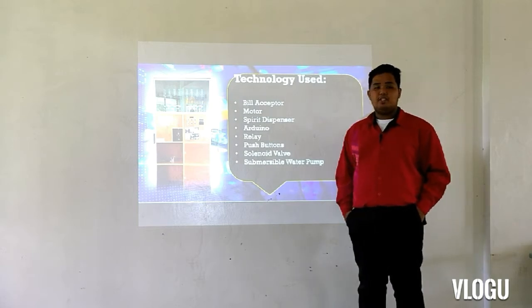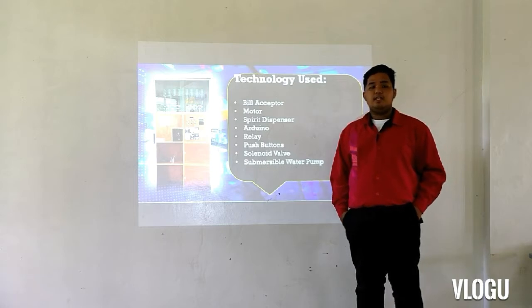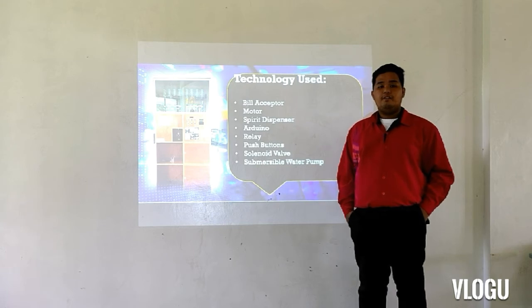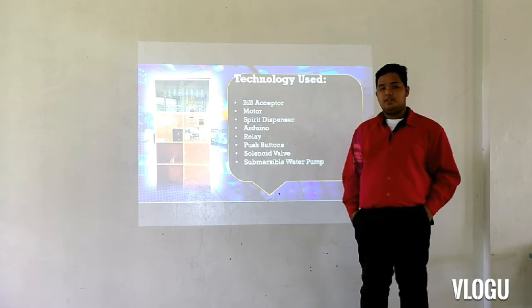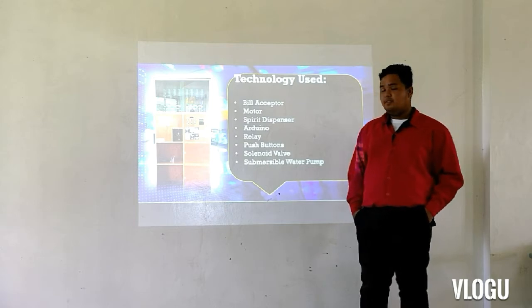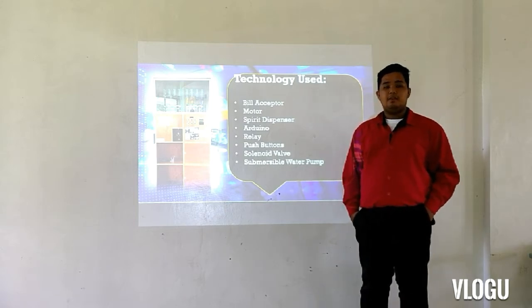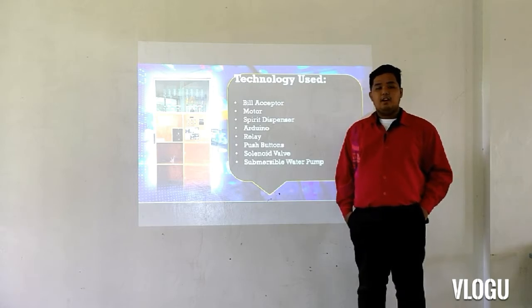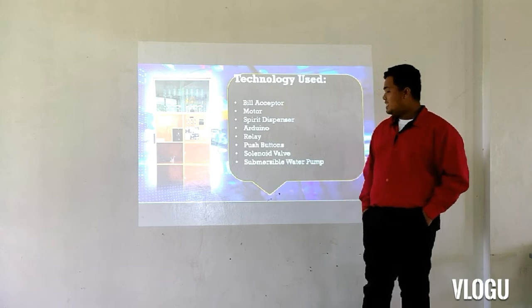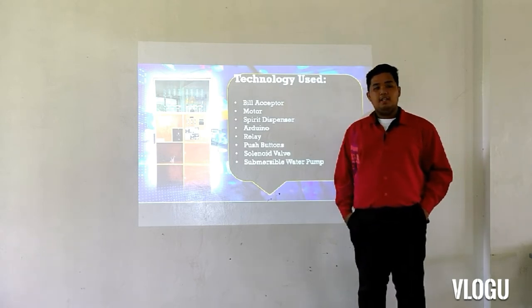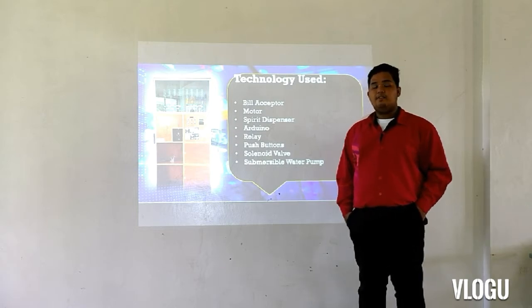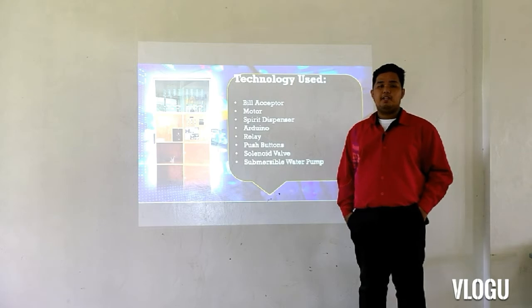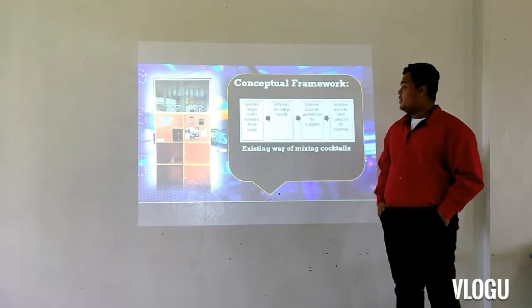Then the push buttons. These are switches usually found in the machine interface and used as input of information fed to control the unit from the user. Next is the solenoid valve. It is an electronic component that shuts off, releases, closes, distributes, or mixes fluids. Then the last is the submersible water pump. It pushes fluids to the surface as opposed to jet pumps, which create a vacuum and rely upon atmospheric pressure.